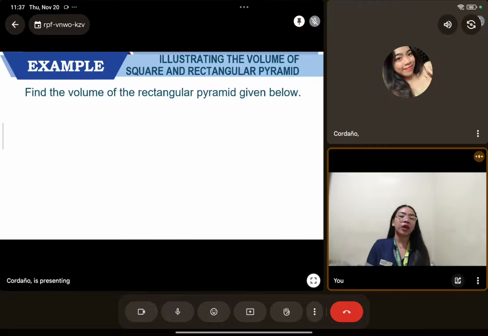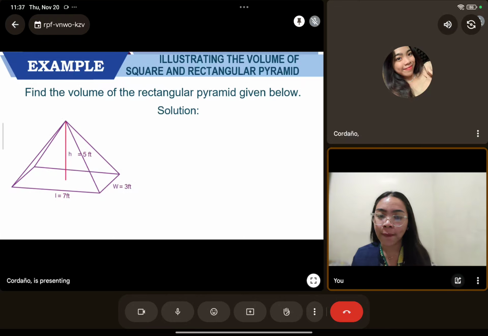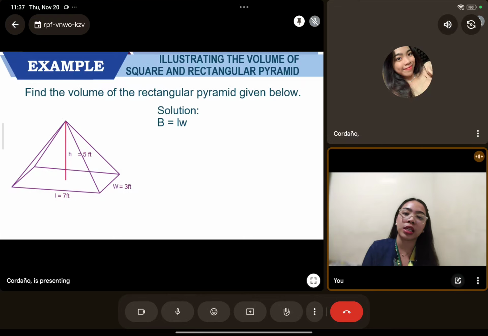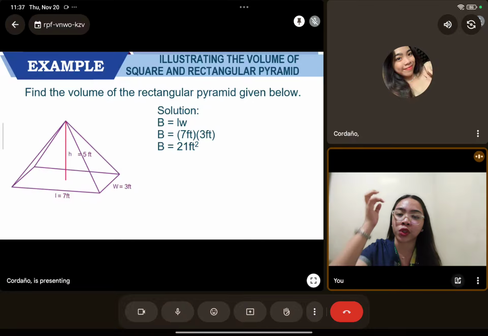Okay, another. Kung kanina, square siya, we will now use the rectangular pyramid given below. Yan. So, V is equals the length times width, since yung base nito is rectangular. So, yung formula ng area niya is length times width. So, given the length of 7 feet while the width is 3 feet. So, 7 feet times 3 feet is 21 feet squared. Don't forget that, yung square niya.